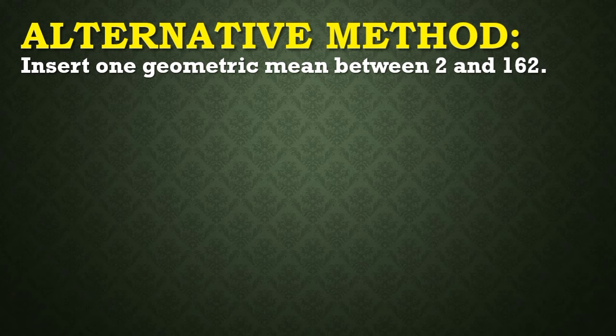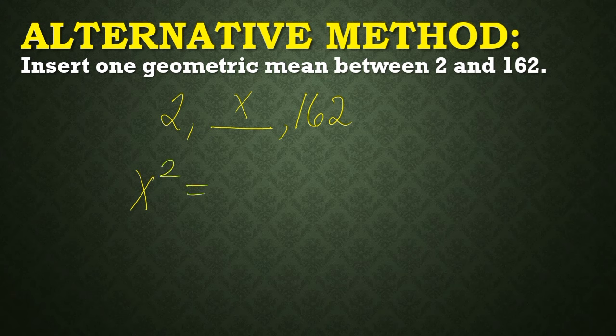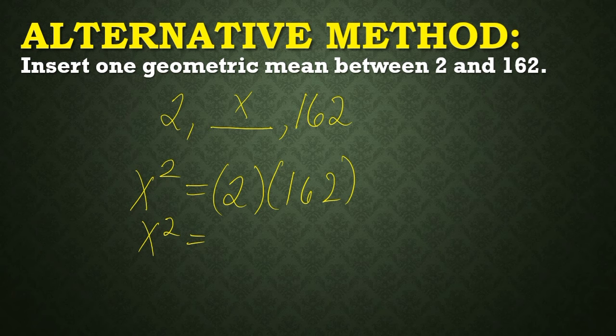So, let's use an alternative method. First, let's write the terms: 2, blank, and then 162. The missing term, our geometric mean, we denote with the variable x. And then the technique here is we square x. So, x squared equals the product of 2, the first term, and the last term, which is 162. So, x squared is equal to 2 times 162, that is 324.